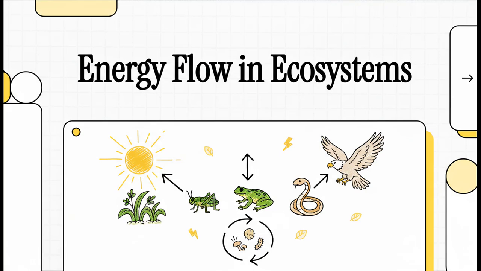Hey everyone, and welcome. Have you ever really stopped to think about how a single ray of sunlight can power an entire ecosystem? I mean everything, from the tiniest blade of grass to the biggest, baddest predator. Well, today we're going to unravel that exact mystery. We're diving deep into the incredible journey of energy flow in our environment. And let me tell you, this isn't just fascinating stuff, it's absolutely key to acing your Class 10 exams.